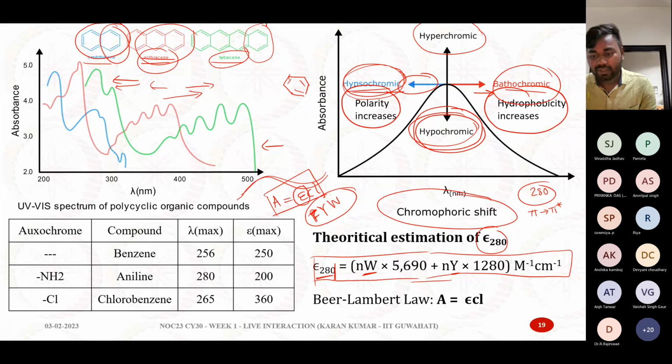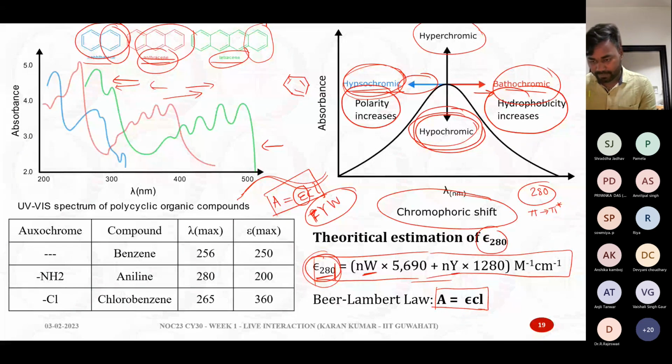If you are given a protein and you know the number of tryptophan residues and the number of tyrosine residues in it, then you can calculate the molar absorptivity coefficient. The formula is number of tryptophan residues multiplied by 5690 per molar per centimeter, plus number of tyrosine residues times 1280 per molar per centimeter. Once you calculate the molar absorptivity coefficient, then you can calculate the absorption of that particular protein.